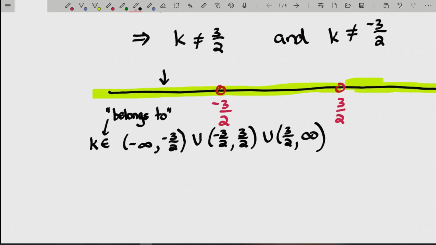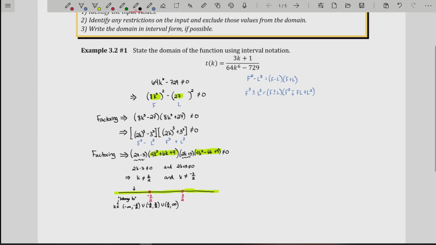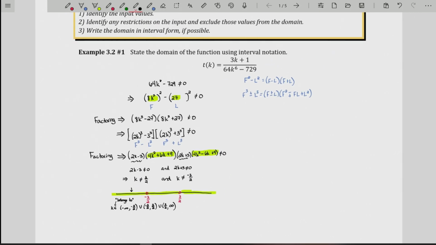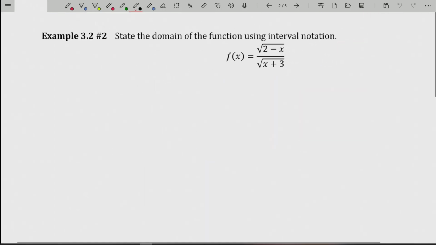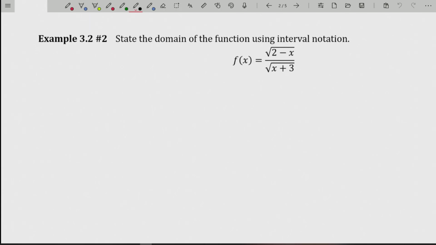Not a big deal. So there's our first example of stating the domain of a function. So this one looks like yet another rational function, but it's a little bit more complicated. And actually, it's kind of interesting because I did an example like this, a little bit more complicated, for my pre-calculus students just tonight. So let's talk about this.